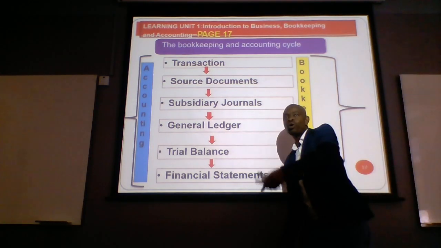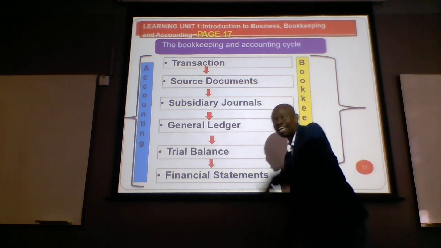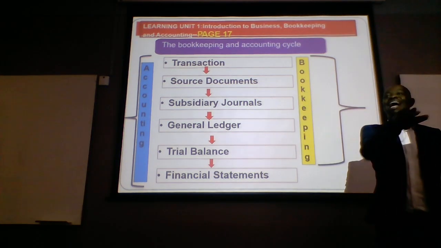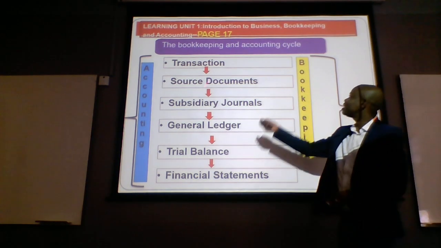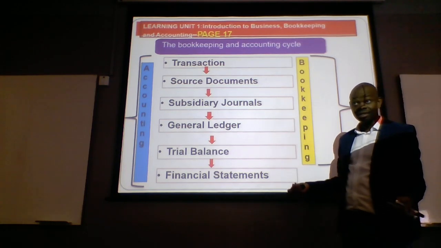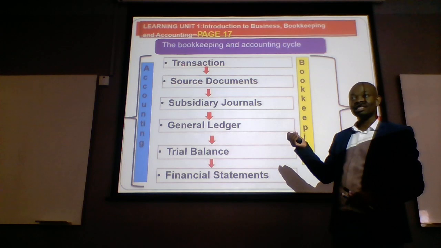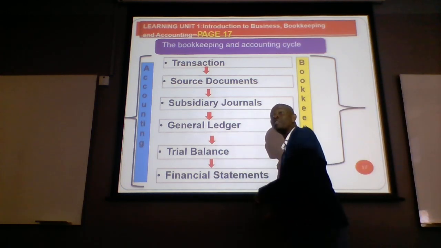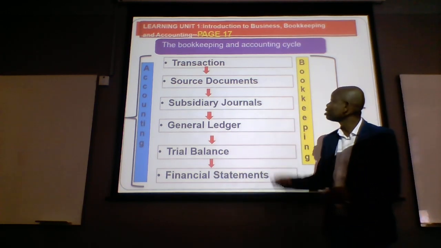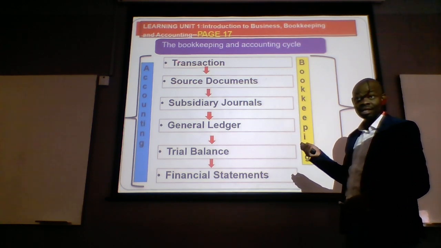I need to go and buy equipment for gas. I need to go and ask for a loan from the bank. What is that? A transaction. Like you go to the canteen and buy something. What is that? A transaction. You go to the cashier's office and pay for your photocopy. What is that? A transaction.